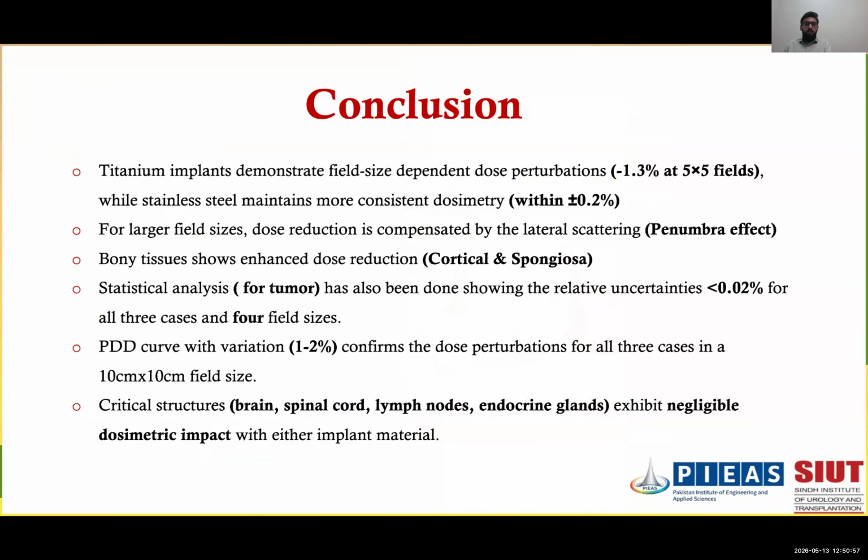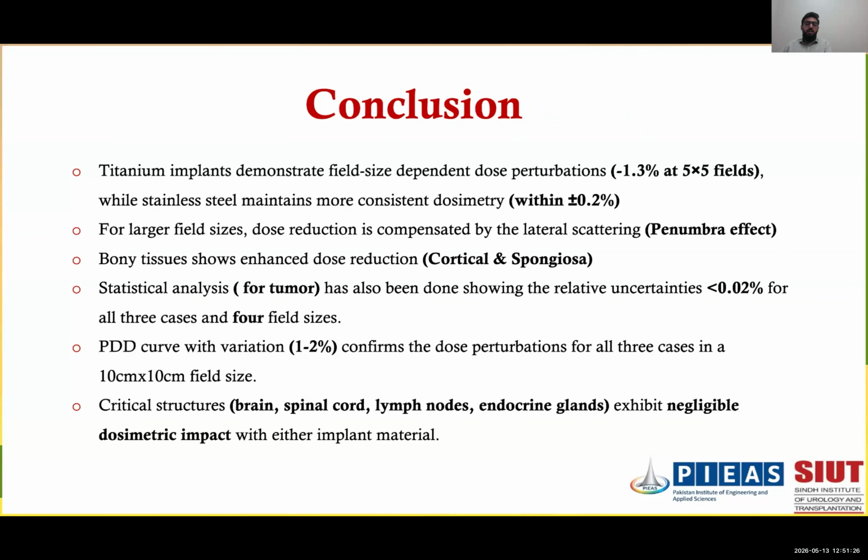In conclusion, titanium implants demonstrate field size dependent dose perturbation, that is minus 1.3% at 5 cross 5 field size, while stainless steel maintains more consistent dosimetry within plus or minus 0.2%. For larger field sizes, dose reduction is compensated by the lateral scattering, that is the penumbral effect. Bony tissue shows enhanced dose reduction, as I've shown you in the cortical and the spongiosal region.